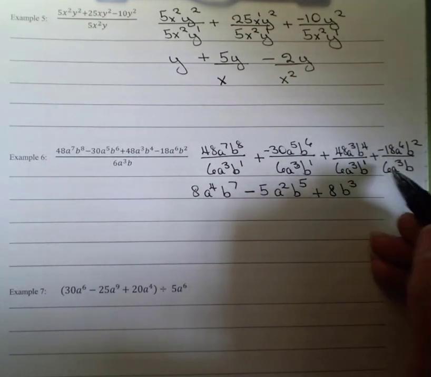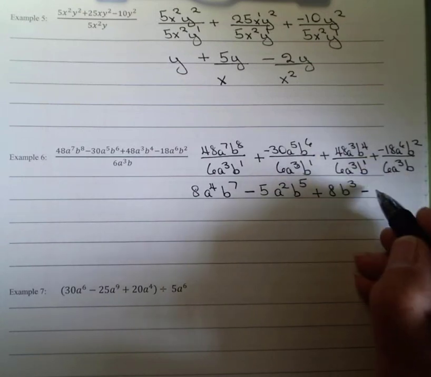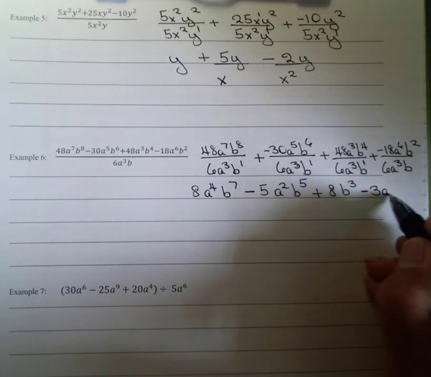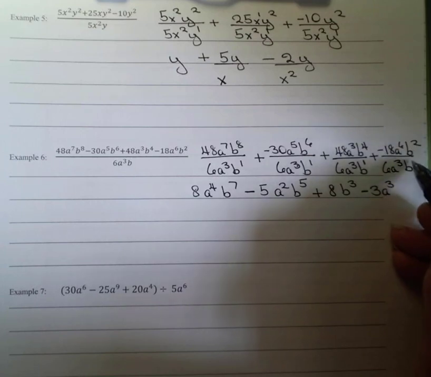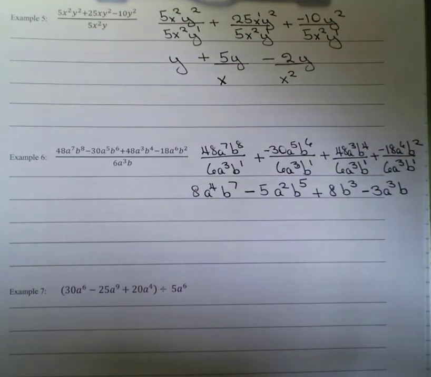My last term will be negative because it's a negative divided by a positive. Negative 18 divided by 6, negative 3. A to the 6th, subtract 3 from 6 and come up with a cubed in the numerator. And b squared over b is just b to the power of 1 in the numerator.